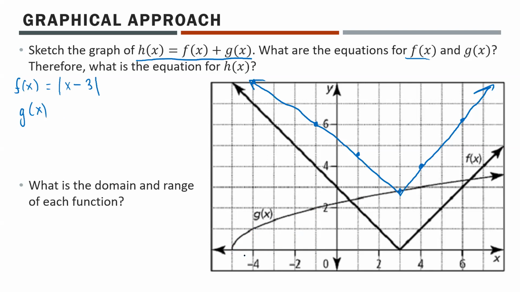Notice it's been moved 5 points to the left. So we can say g of x is actually the square root of x plus 5, because adding inside of a function moves things to the left. So therefore, since we have all this, what's an equation for h of x? Well, h of x is therefore equal to f of x, so absolute value of x minus 3, plus the square root of x plus 5.